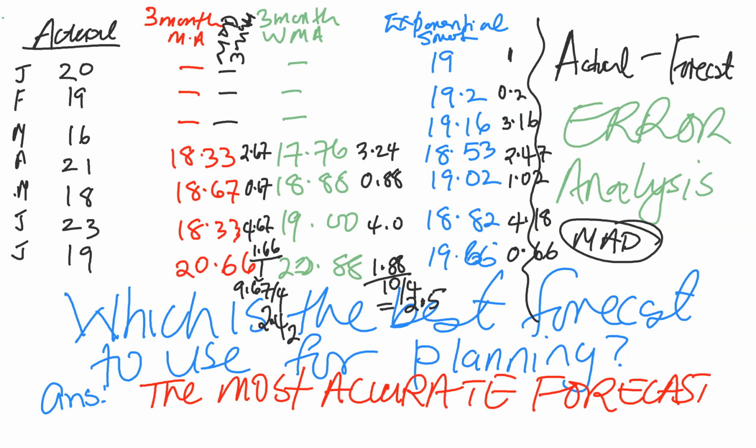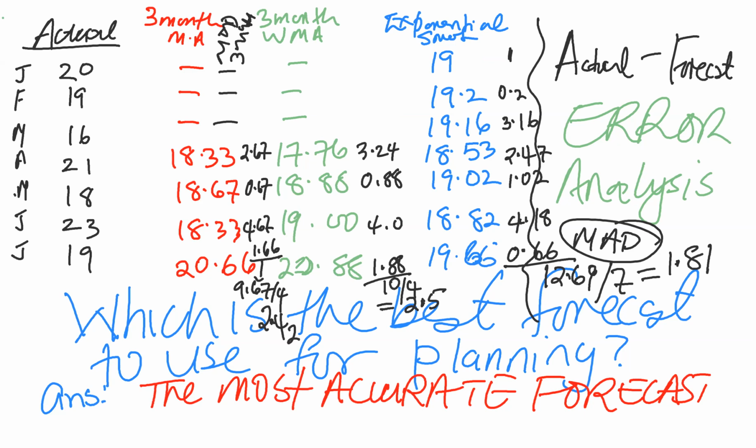And where I scribbled that, calling it out, gives you a pointer, right? So then we're going to add up those numbers. So it's 1 plus 0.2 plus 3.16 plus 2.47 plus 1.02 plus 4.18 plus 0.66. That gives us 12.69. And we are going to divide by 1, 2, 3, 4, 5, 6, 7. So it's 12.69 divided by 7. And that's 1.81.